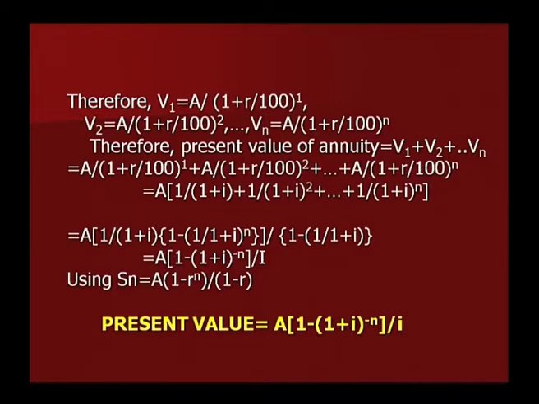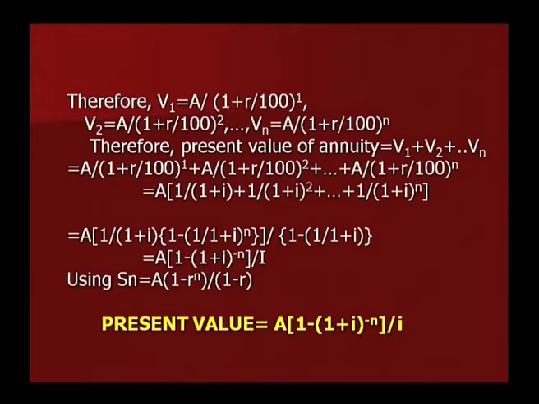Therefore, the present value of annuity is equal to V1 + V2 + and so on + Vn, which is A/(1 + r/100)^1 + A/(1 + r/100)^2 + and so on + A/(1 + r/100)^n, that is equal to A multiplied by [1/(1 + i) + 1/(1 + i)^2 + and so on + 1/(1 + i)^n], that is A multiplied by 1/(1 + i) multiplied by [1 - 1/(1 + i)^n] divided by [1 - 1/(1 + i)], that is equal to A[1 - (1 + i)^(-n)] divided by i.